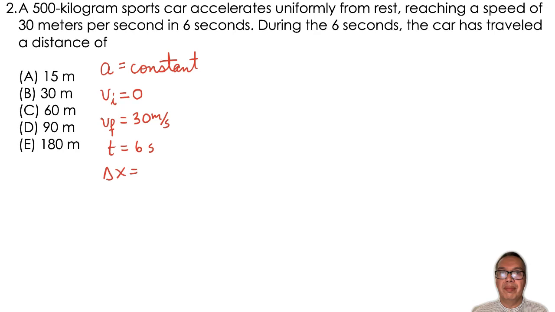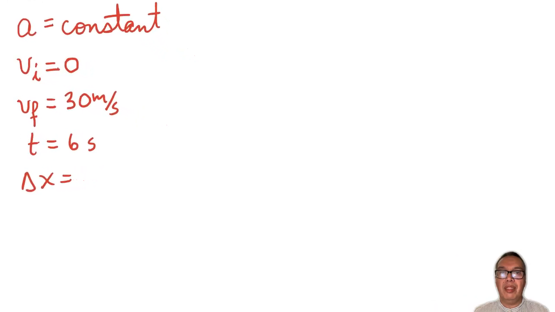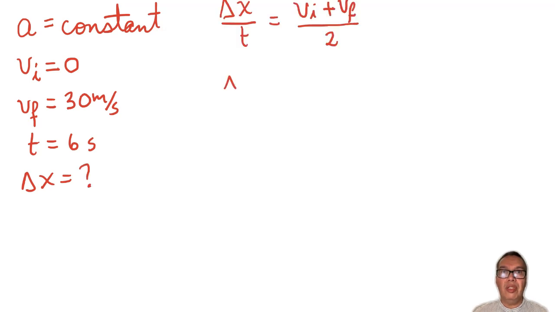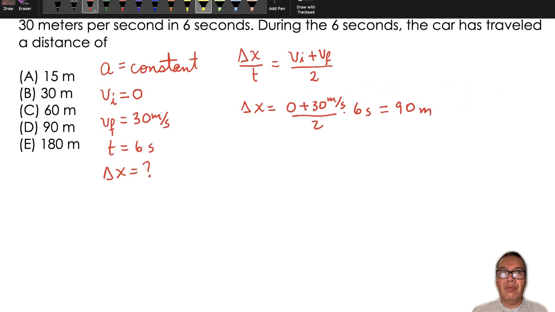The relevant formula here is displacement over time is equal to initial velocity plus final velocity divided by 2. And so your displacement is equal to the average of 0 and 30 meters per second times 6 seconds. That adds up to 90 meters, which is option D.